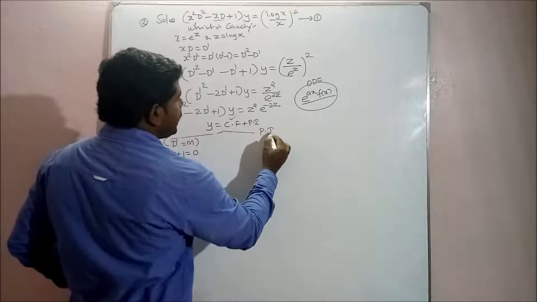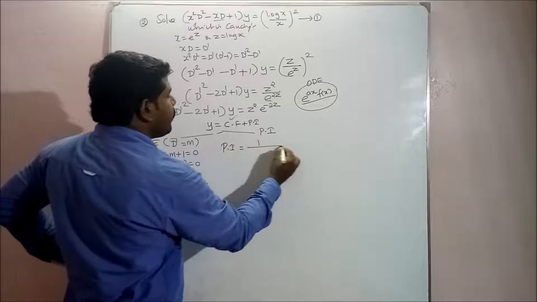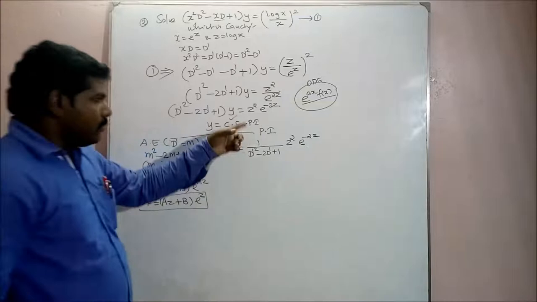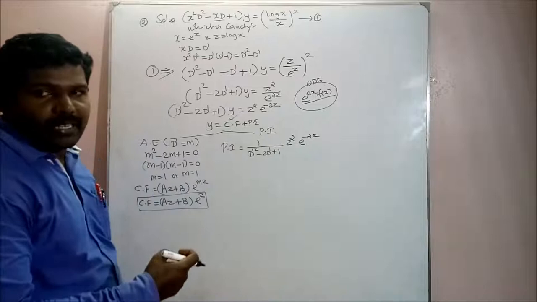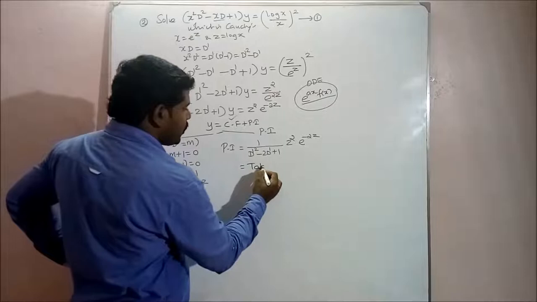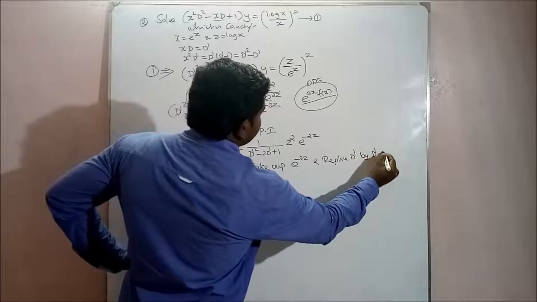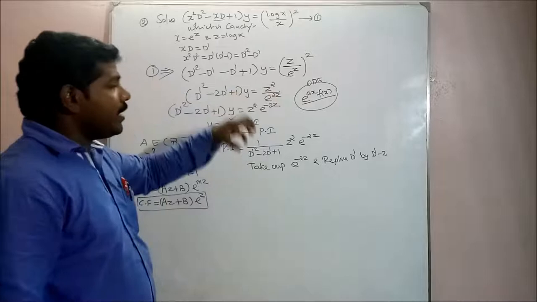PI is equal to 1 by f of D dash, where the right hand side has only one term: 1 by (D dash square minus 2 D dash plus 1) into z square and e power minus 2z. For this right hand side function, how do we find the particular integral? Here there is a product with an exponential, so take out e power minus 2z and replace D dash by D dash minus 2. This is very important. Take e power out and replace D dash by D dash minus 2.